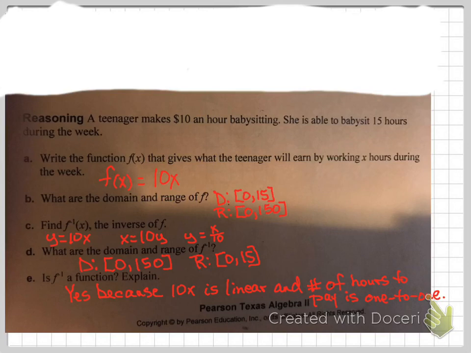Number 10, the domain and range switch from part B. So the domain is 0 to 150 and the range is 0 to 15. Is the inverse a function? Yes, because 10x and x over 10, they're both linear, and the number of hours to the amount of pay is 1 to 1. So yes, it is linear.